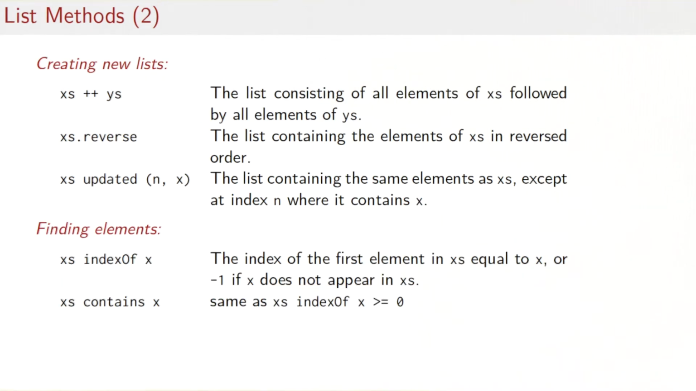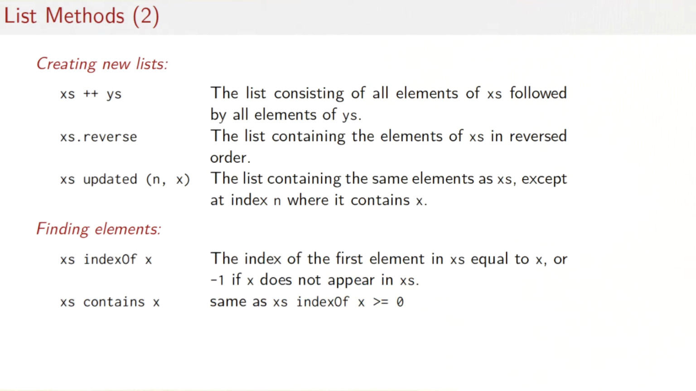Here are some more utility methods for lists. You might be interested in new ways to create lists. The first method here is concatenation. It's written xs ++ ys, and that gives you the list that consists of all elements of xs followed by all elements of ys. Then there's reverse, which, as the name says, will give you a list that contains the elements of xs in reversed order.